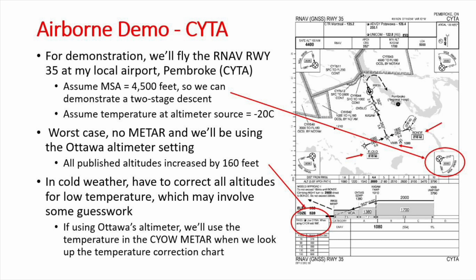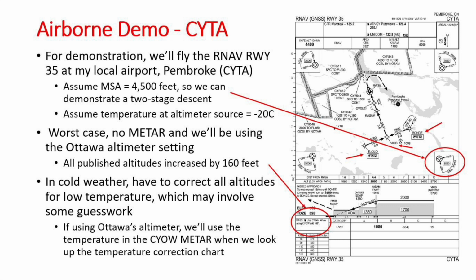To avoid having to fly a separate demonstration, I'd like to include a two-stage descent, like the one we saw at Saint-Jean, Quebec in part 1. So we'll pretend that the sector safety altitude is 4,500 feet, as opposed to the published 3,000. Also, to provide the most comprehensive demo, we'll assume that the local altimeter setting is not available, and that temperature correction appropriate to a minus 20 degrees centigrade day will be required.